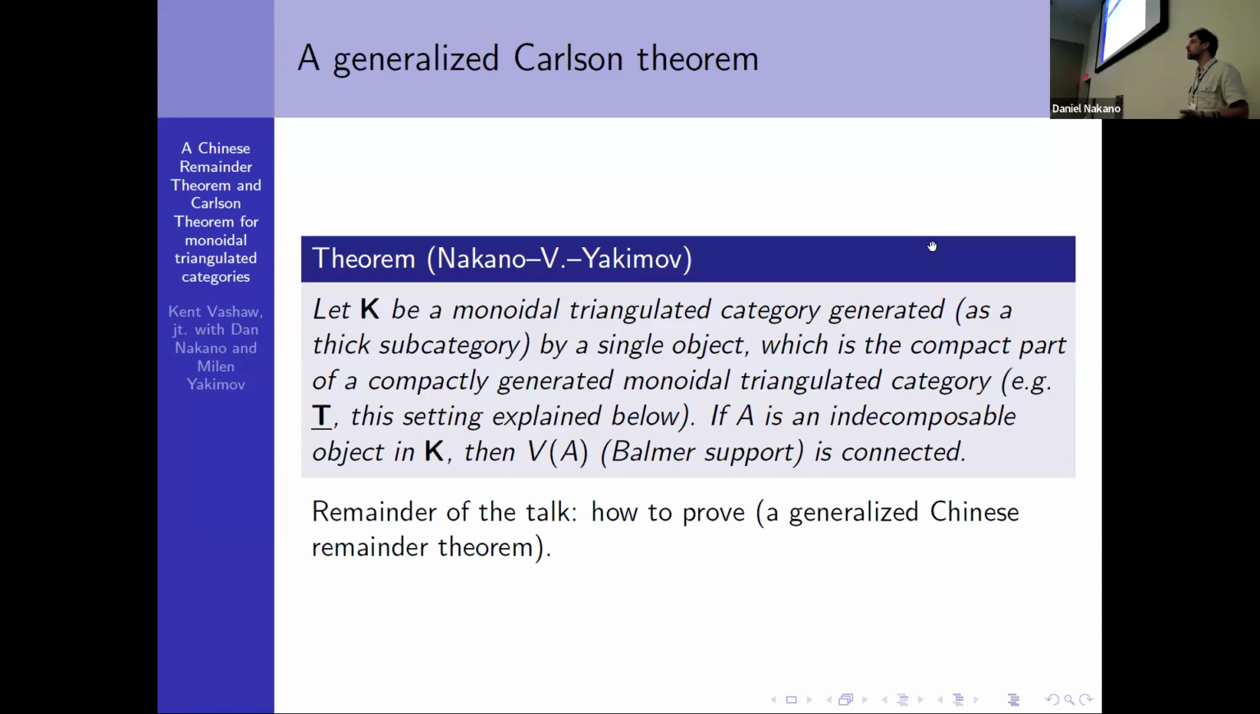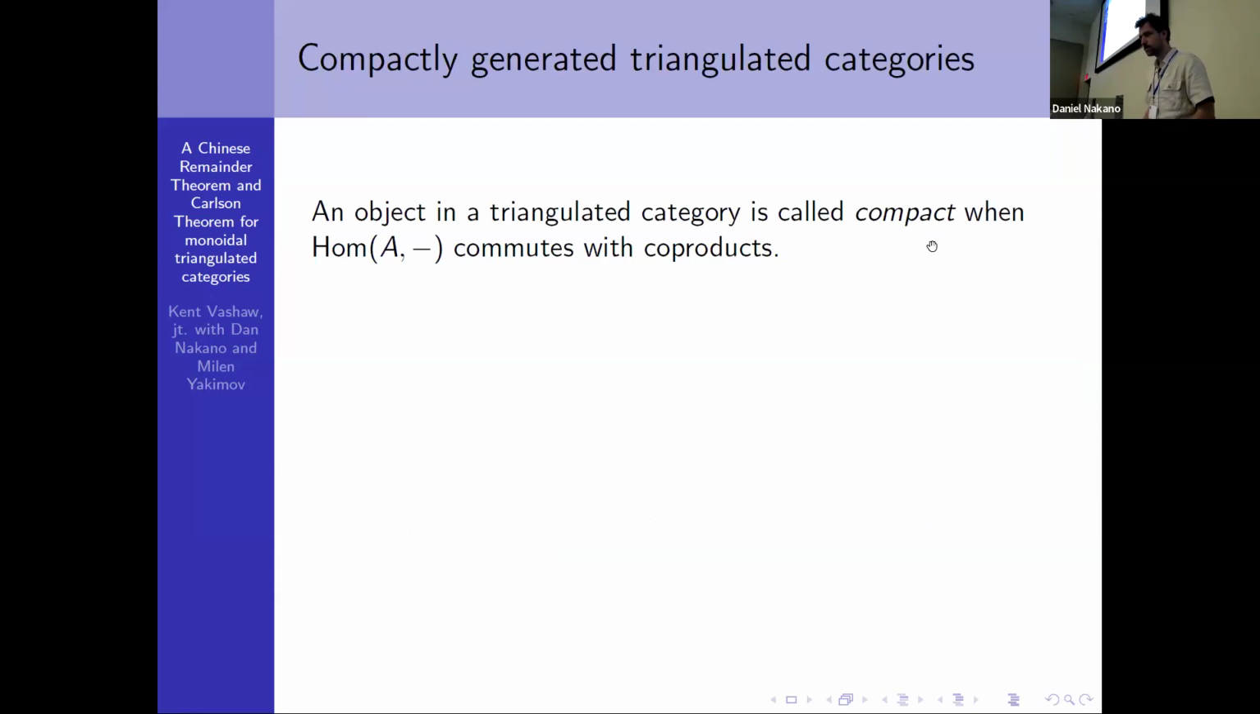So most of the remainder of the talk is going to be a general outline of how we prove this theorem. And the way that we prove it is by the second theorem that appears in the title of the talk, which is a generalized Chinese remainder theorem for monoidal triangulated categories. So let me say a little bit more about this context that we're in, in order to explain how we prove this. So like I said, in order for this theorem to work, we need K to be the compact part of some compactly generated monoidal triangulated category.